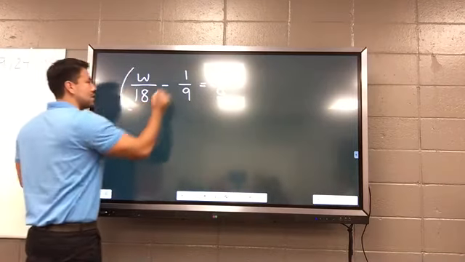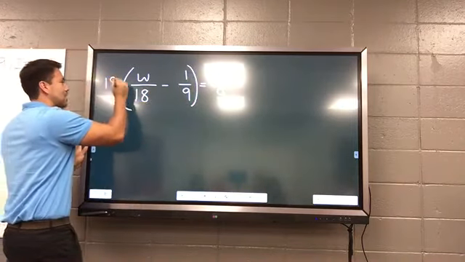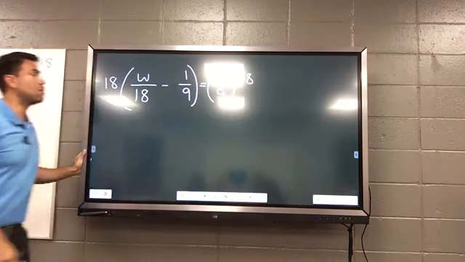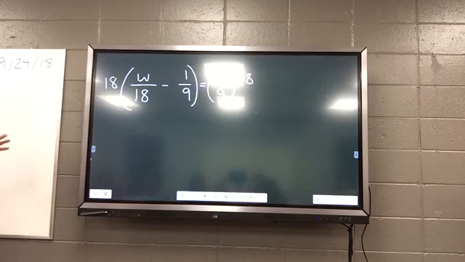Okay, ready? I'm going to do this. And if you don't like it, that's okay. I'm just giving you a strategy. I'm going to multiply both sides by 18. Am I allowed to multiply both sides by 18? Yes, that's the multiplicative property of equality.